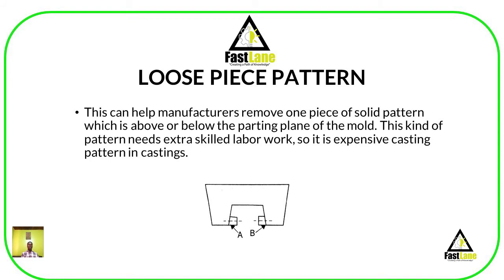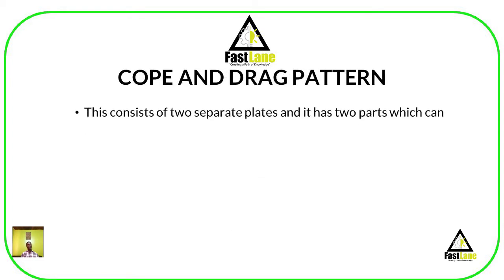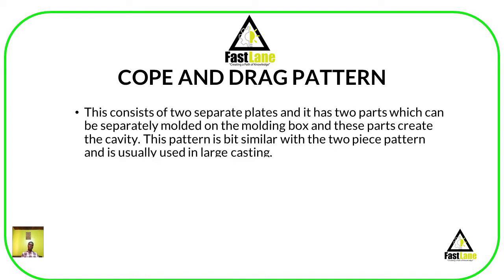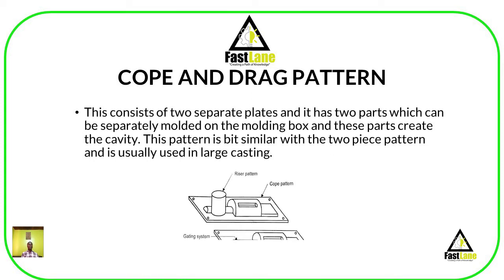Then you have what we call a cope and drag pattern. The cope and drag pattern consists of 2 separate plates. It is similar to a 2-piece pattern, but this time round we find that one part is within the cope, then another part is within the drag, such that when we join our flats we make one single casting.